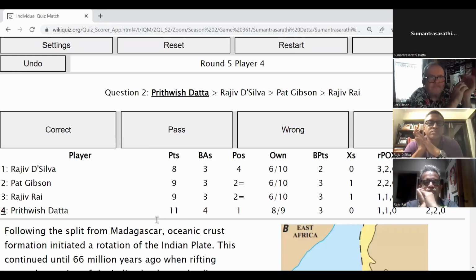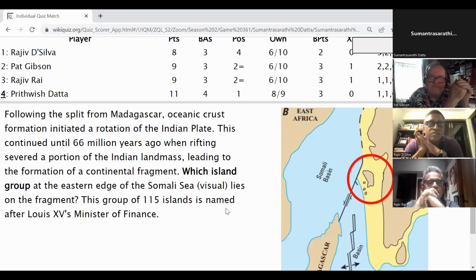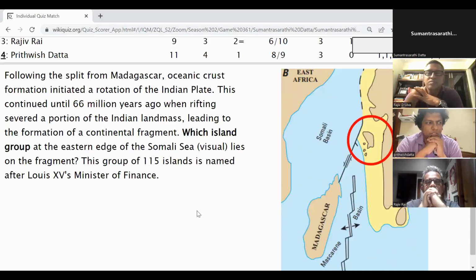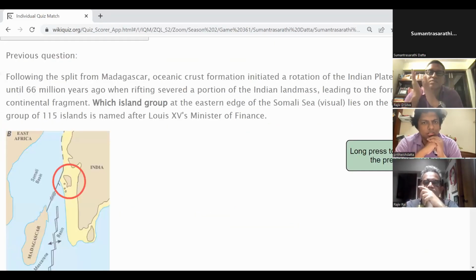And the second one, following the split from Madagascar, oceanic crust formation initiated a rotation of the Indian plate. This continued until 66 million years ago, when rifting severed a portion of the Indian landmass, leading to the formation of a continental fragment. Which island group at the eastern edge of the Somali Sea, in the visual, lies on the fragment? This group of 115 islands is named after Louis XV's Minister of Finance. Seychelles. Seychelles is indeed correct, and that's 2 on 2 for you as well.